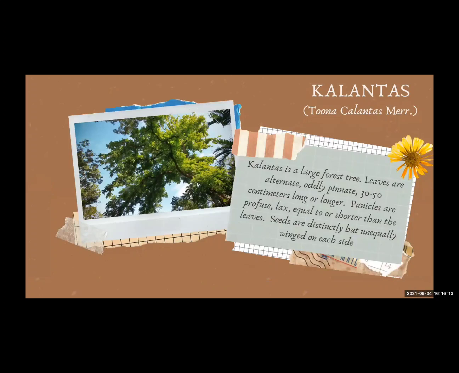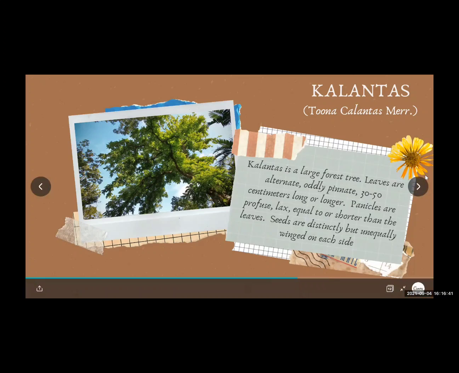Next is the Toona calantas, also known as kalantas. Kalantas is a large forest tree. Leaves are alternate, oddly pinnate, 30 to 50 centimeters long or longer. Panicles are profuse, equal to or shorter than the leaves. Seeds are distinctly but unequally winged on each side.